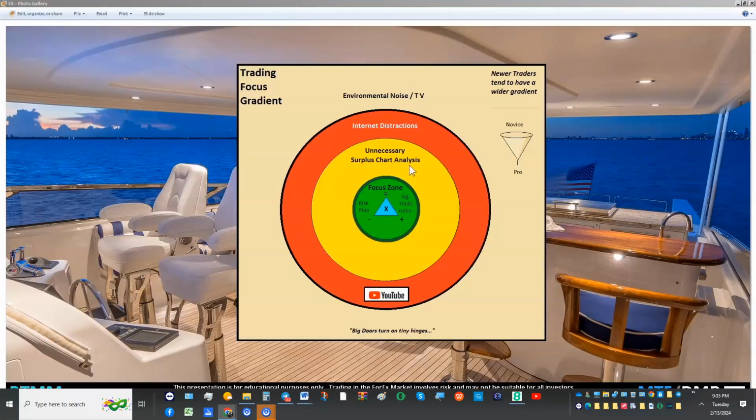Some people balance this out by watching 1 pair and 1 pair only. Maybe they have 3 or 4 signature trades on 1 pair, but that keeps their field nice and narrow. They're not unnecessarily looking at surplus chart information. So we want to get this middle ring taken care of as well to finally get into our zone, which is the most important part of trading that you're going to find. This transcends trading psychology and technical analysis and all of that stuff, because this is really about you being able to execute on your trading system.